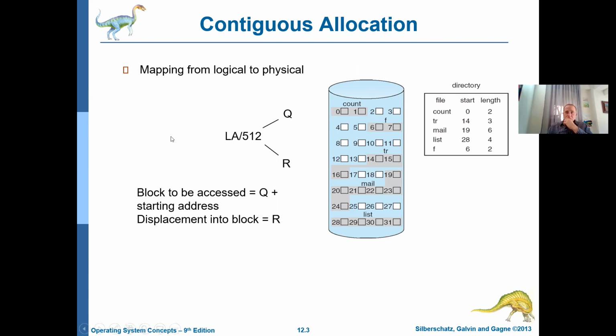So we could have a directory like this. Count is a file name, and it starts at location 0 and goes for 2 bytes. So it's 0 and 1. TR is another program. It starts at location 14 and goes 3 bytes, 14, 15, 16. And I'll have some kind of directory that tells me where it starts and how big it is.